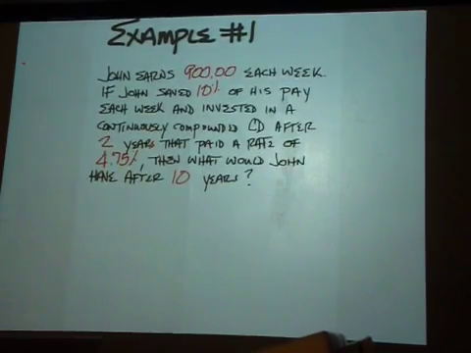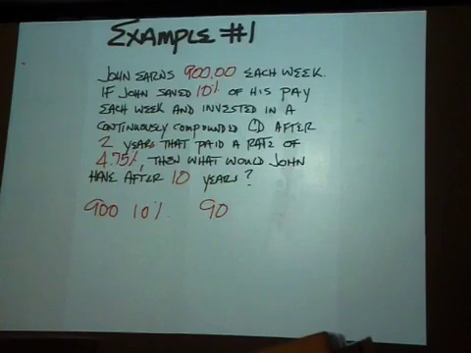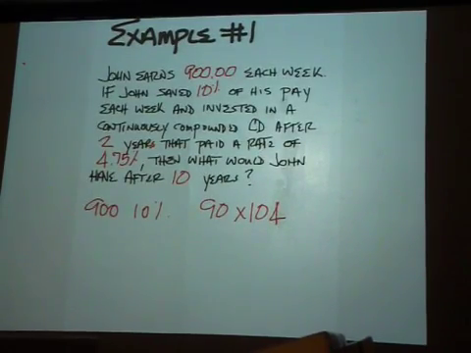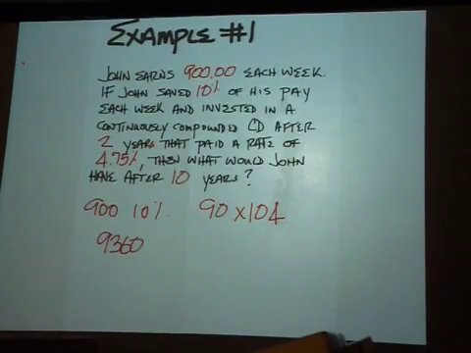He saved money for 2 years. So what is 10% of 900? $90. So he saved $90 a week for how many weeks? 104 weeks, yes, because that's 2 years. So what is 90 times 104? Yeah, 9,360.